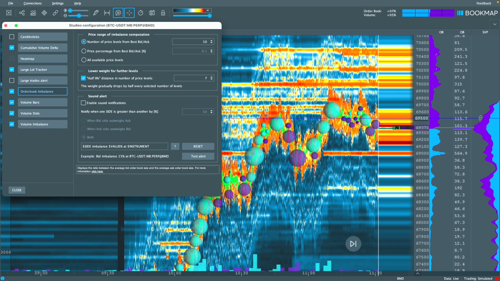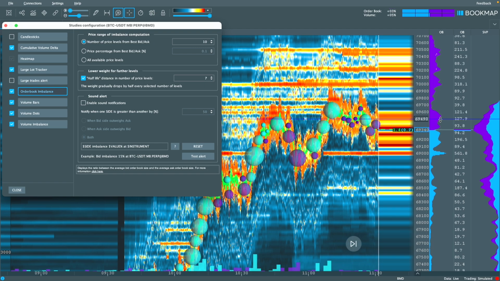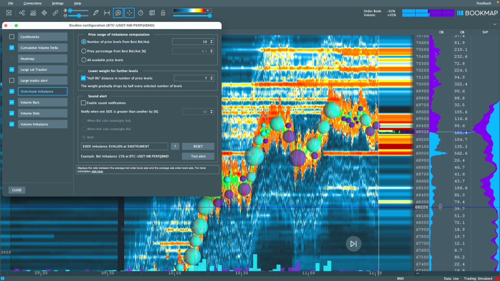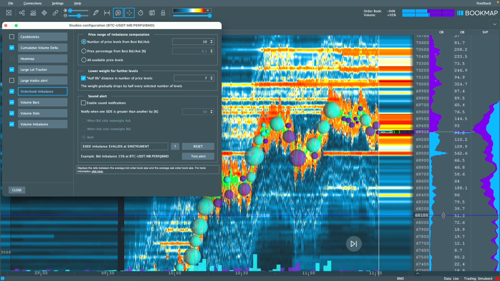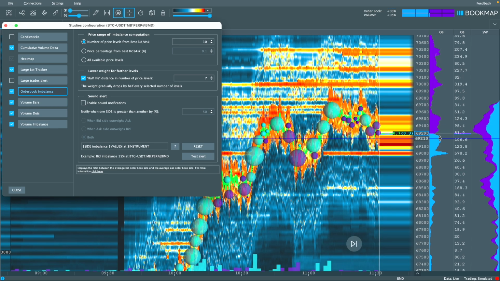This means liquidity closer to current price has the strongest influence on the imbalance reading, while liquidity farther away gradually has less influence. This is important because liquidity near price is the liquidity that can actually interact with incoming market orders. So liquidity farther away is less relevant and may never be reached.